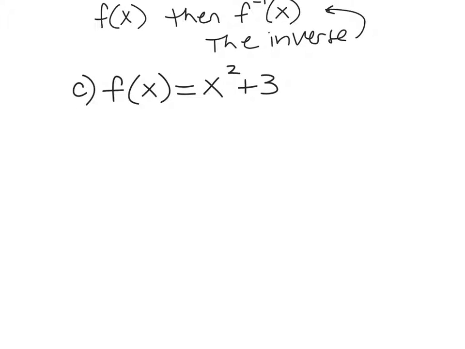Okay, so here we go. First of all, we need to switch x and y. And some people are looking at that like, there is no y. How do you switch x and y? Well, f of x is the same thing as y. And so we're going to go x equals y squared plus 3. So x goes over here, y goes over there. And now we have to solve for y. Our first step, subtract 3.